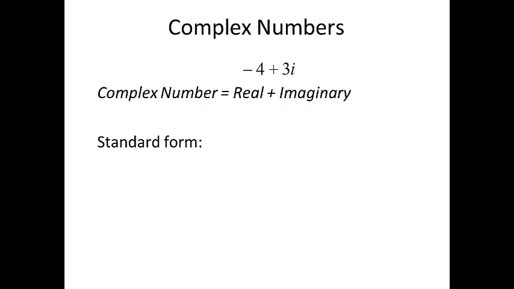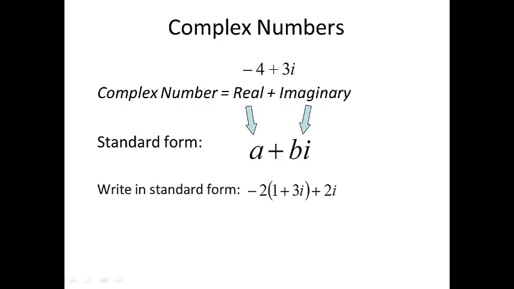Okay. Standard form for a complex number is just the real part, which we call a, and the imaginary part, which is just bi, some coefficient times i. There's your real part, your imaginary part. Write this number in standard form. So standard form is just the real part first and plus the imaginary part.